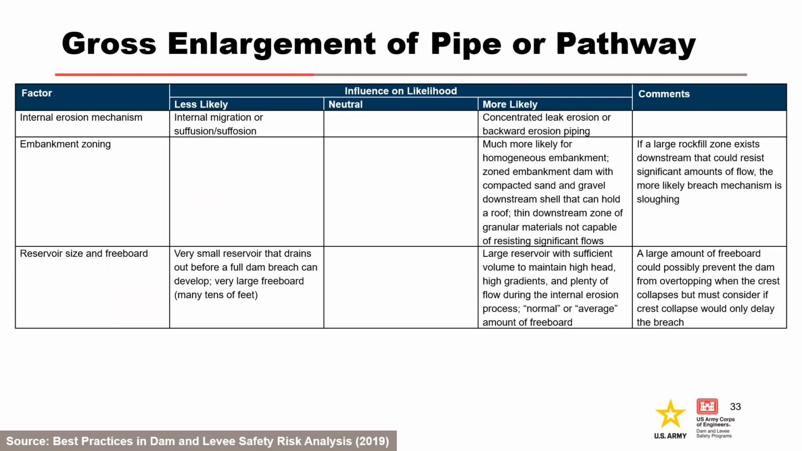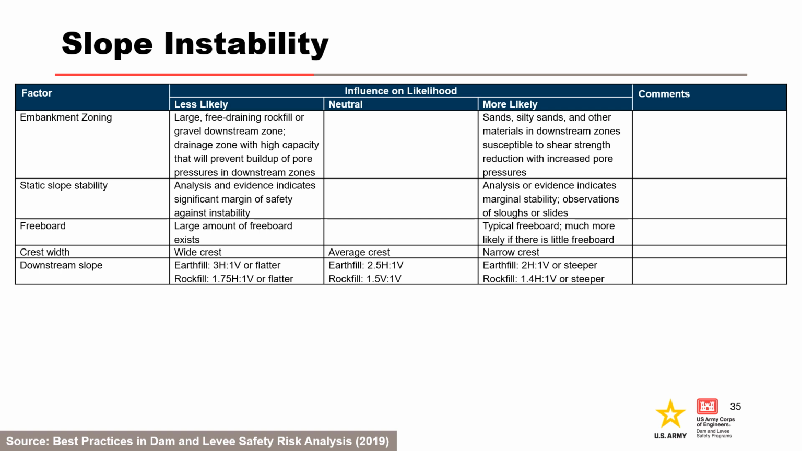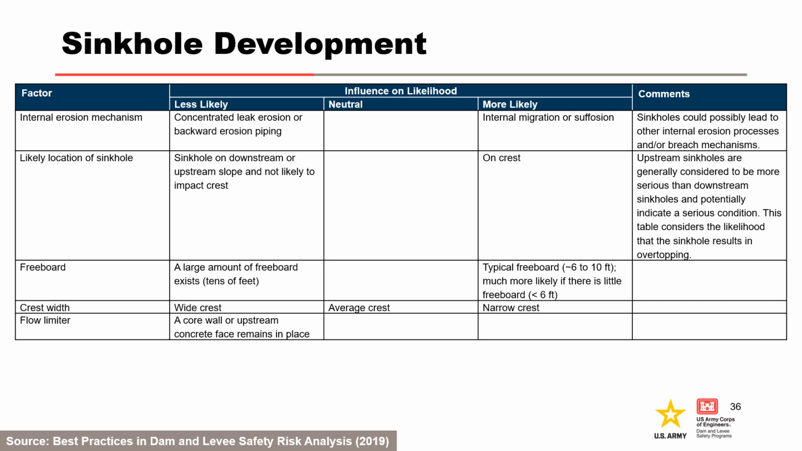The factors in this portion of the table address breach by gross enlargement of a pipe or erosion pathway. The factors in this portion of the table address breach by sloughing and unraveling. The factors in this portion of the table address breach by slope instability. And the factors in this portion of the table address breach by sinkhole development.